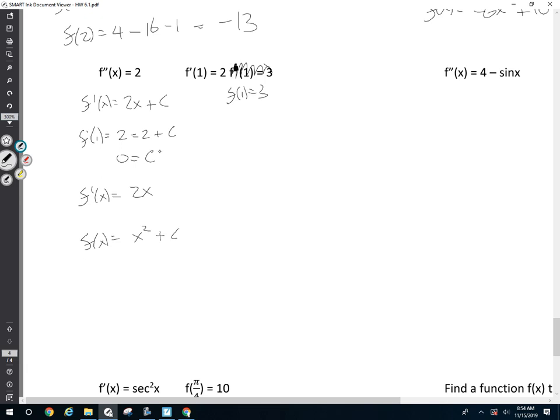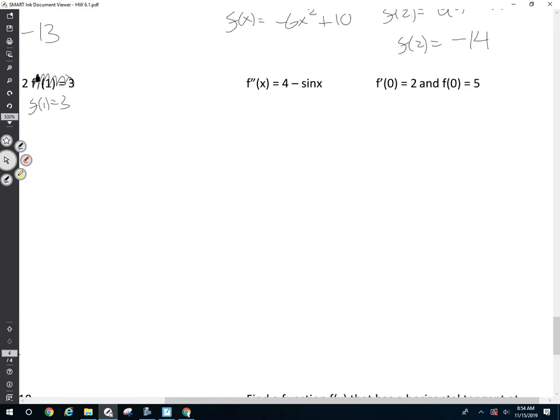Now it's important to find c along the way. You can't just throw them in at the end. f of 1 equals 3. So it's 1 squared plus c. c will equal 2. So my solution will be x squared plus 2. There you go. This is right.